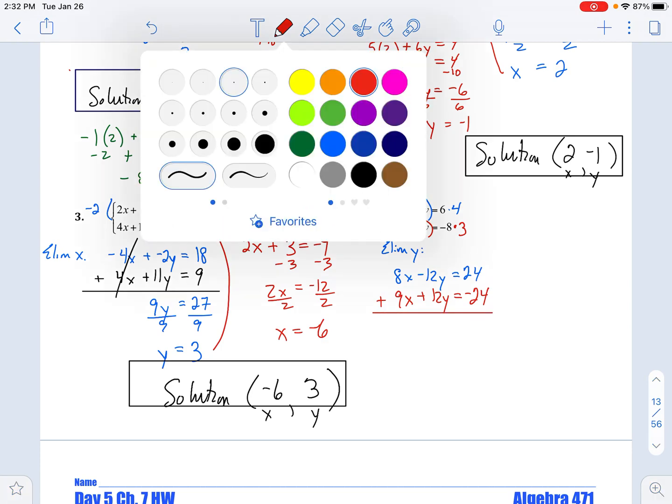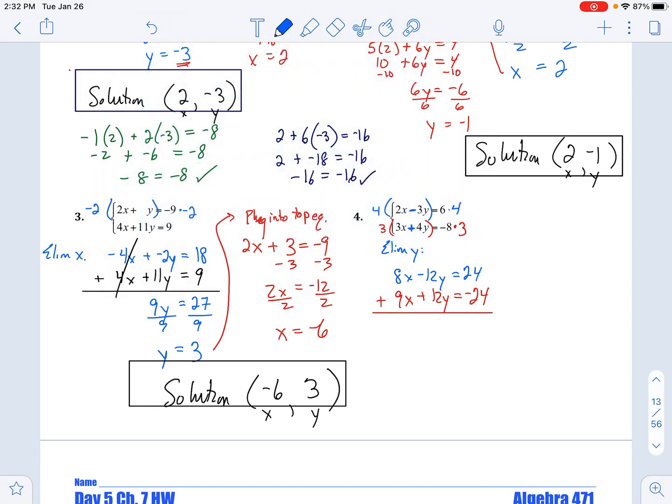Remember that the reason we're doing this is because my goal is to eliminate the y's. So here my y's have been eliminated. And I get here 8x and 9x is 17x equals 0. Divide by 17, x is equal to 0.